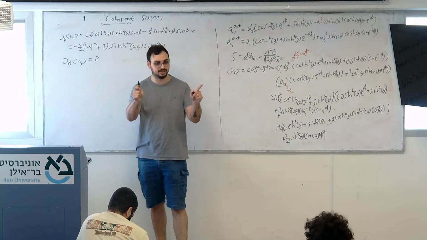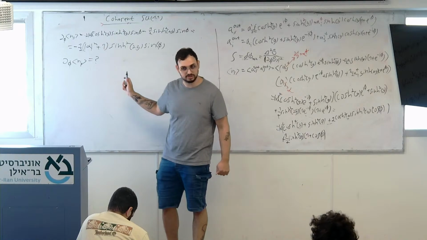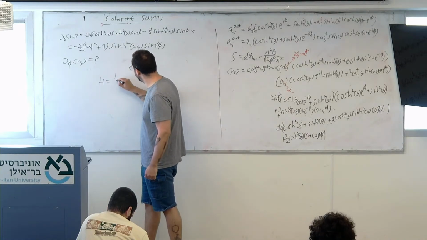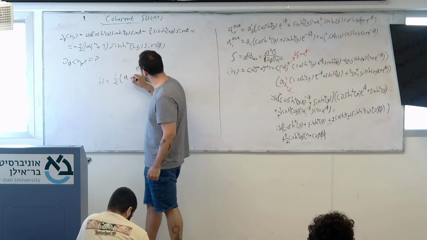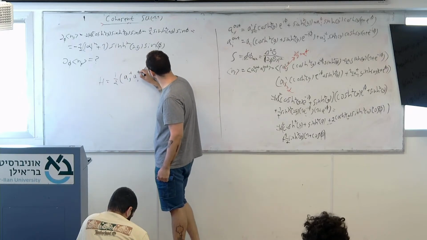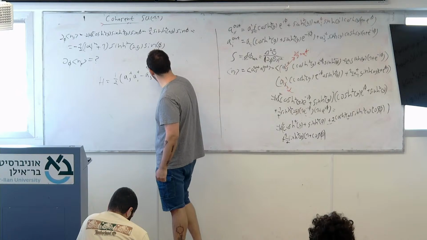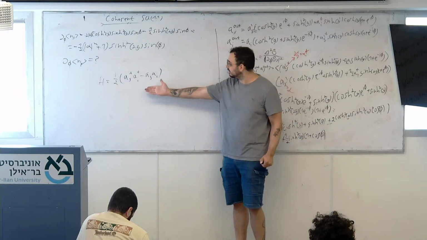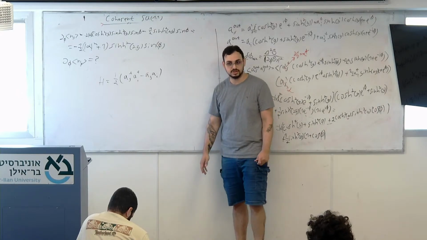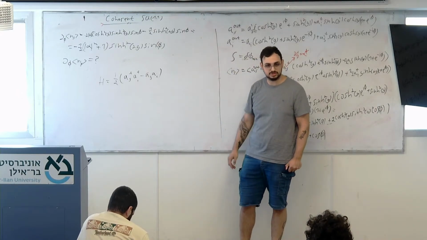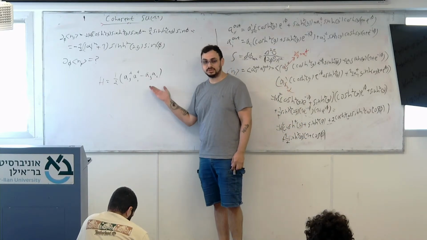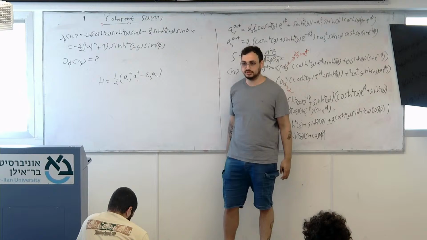Let's look again at the Hamiltonian that generates a squeezed state. H equals i/2 (a_s dagger a_i dagger minus a_s a_i). What does this Hamiltonian tell us? You saw this Hamiltonian, right? Avi showed us, I hope. What does it say? What happens when it meets a bunch of photons?